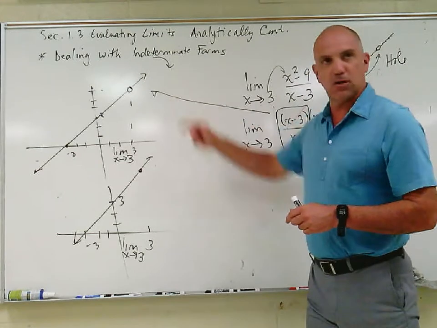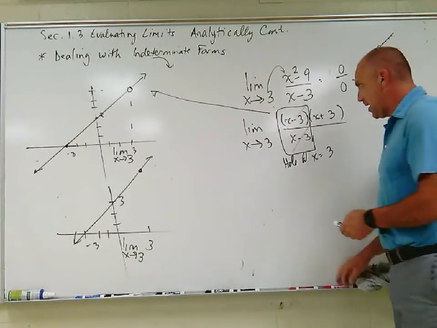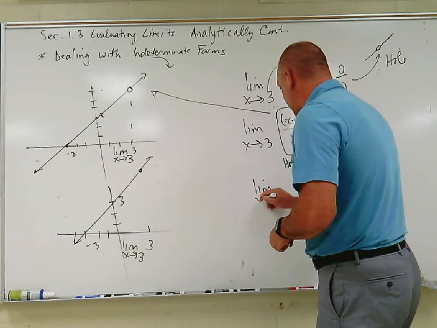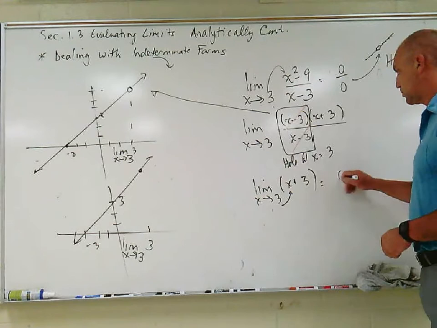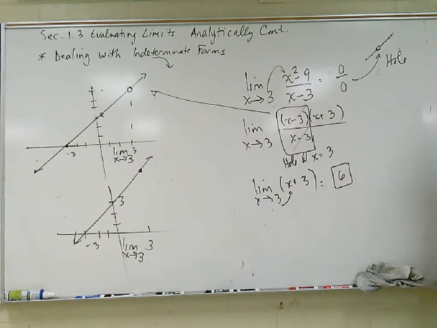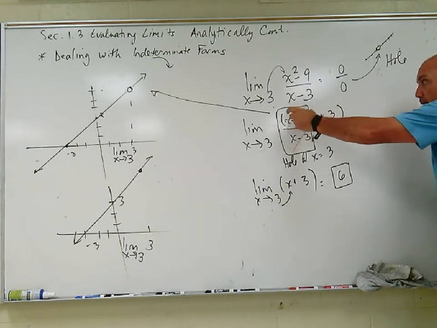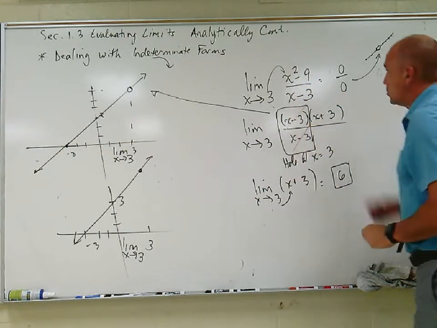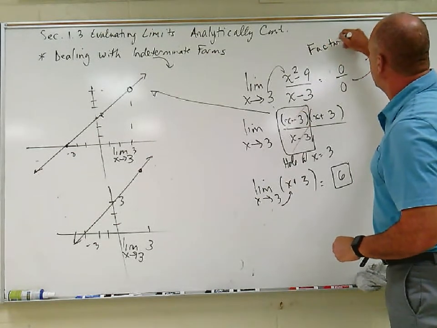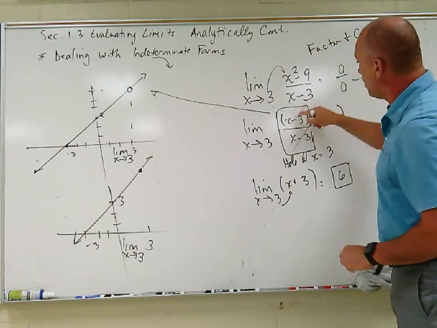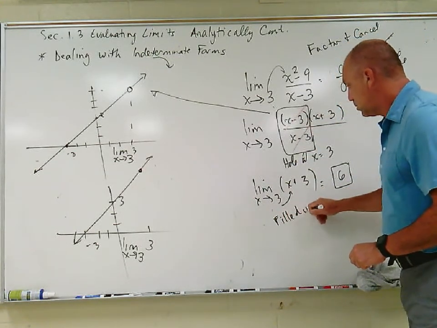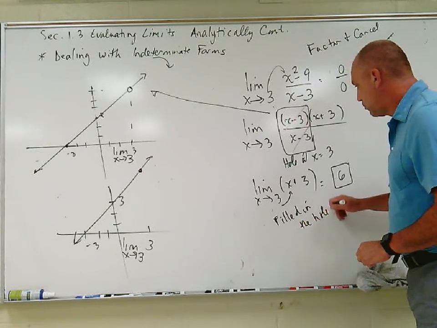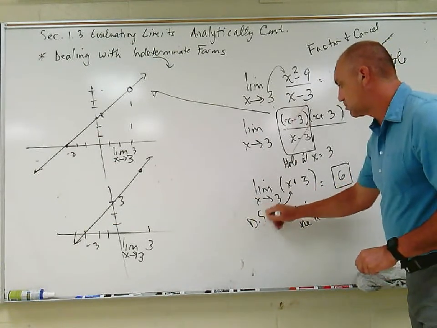And I know the limits are going to be the same. So by canceling, I now have the limit as x approaches 3 of just x plus 3, and that one I can do direct substitution for and get 6. So what your goal is going to be is, can you expose the hole? This method we used was factor. So we used factor and cancel. And once you cancel that hole out, what we've done is we've filled in the hole, and now we can do direct substitution, okay?